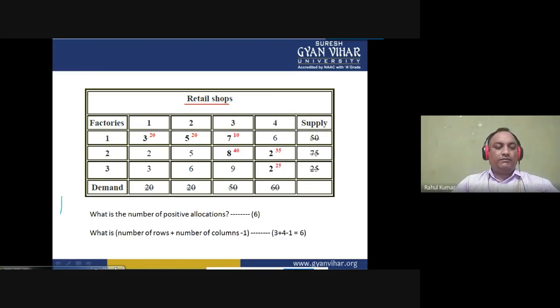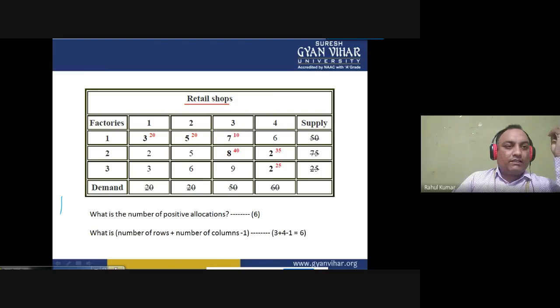Here, first you go to the upper north side. Here this is 3, and you say this is a 20 and this is 50. So you think about this question and take the minimum quantity.